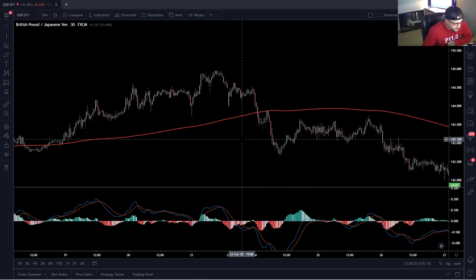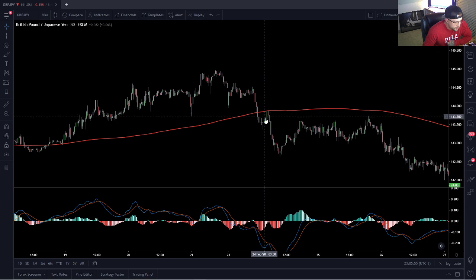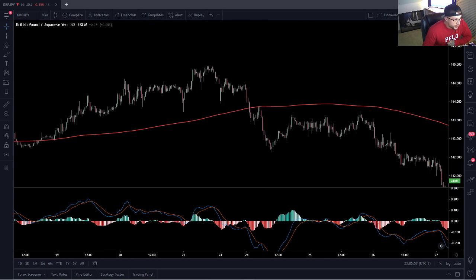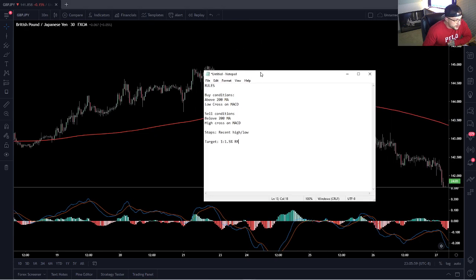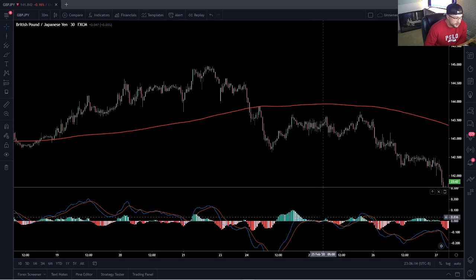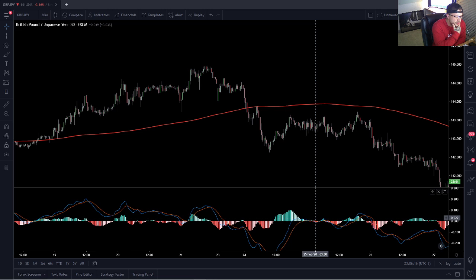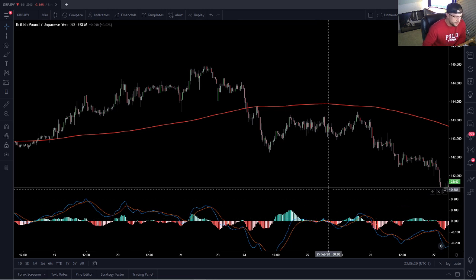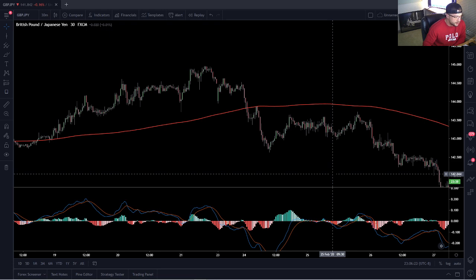Okay. Now here, what are we looking for now? Looking for sell trades. So we need to be below the 200 moving average and looking for a high cross on the MACD. We're below, we're looking for a high cross. That's right there on the line. That's, again, if it's subjective, if it's making you do this and you're like, maybe, then don't take it, okay? If it makes you sit there and think, then don't take it, okay?